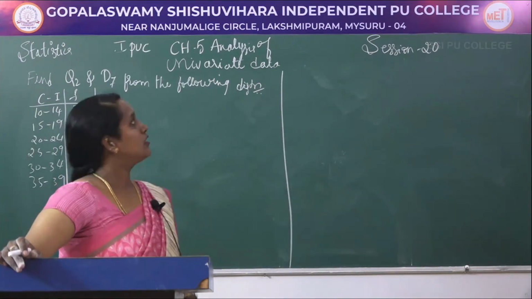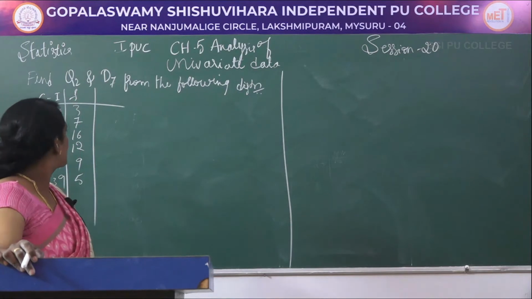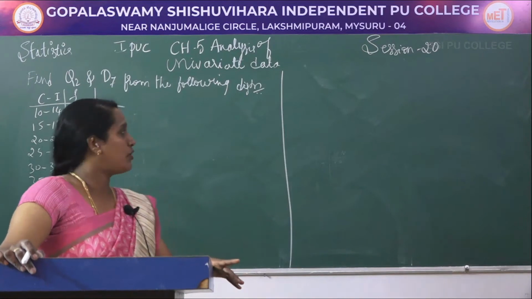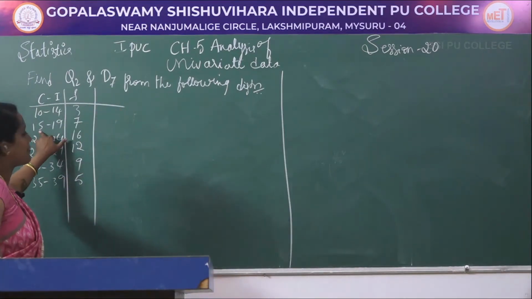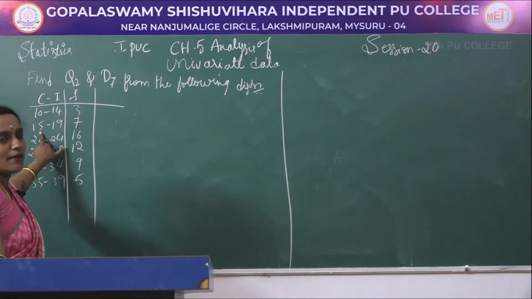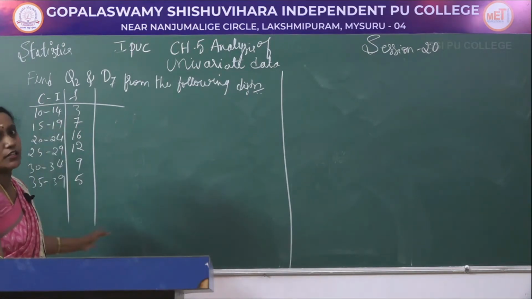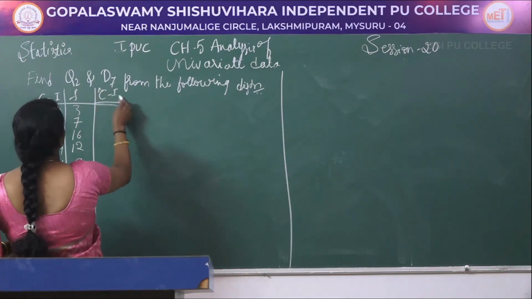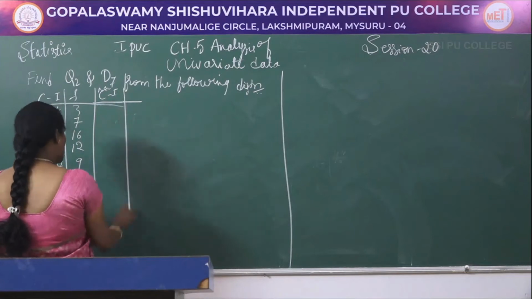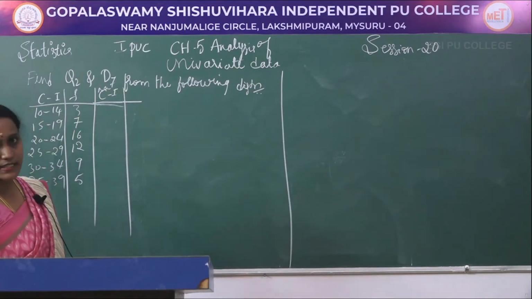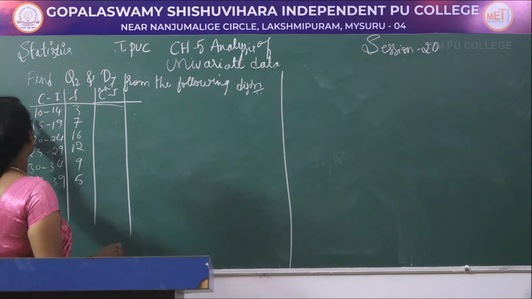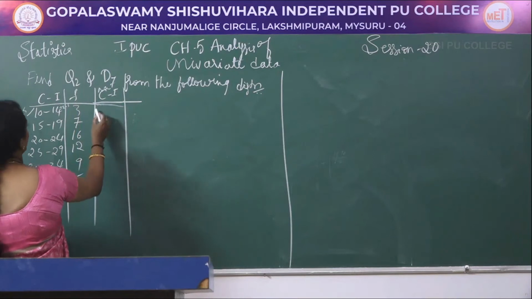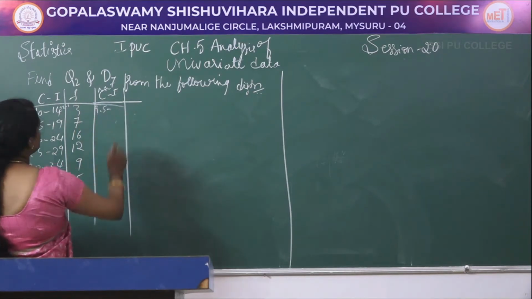Since this is an inclusive type of class interval, that is, the upper limit of the first class is not the same as the lower limit of the next class, first we have to make this class interval continuous. That is our new class interval. We have to make it exclusive, so for this I will subtract 0.5 from the lower limit and add 0.5 to the upper limit. So it is 9.5 to 14.5.